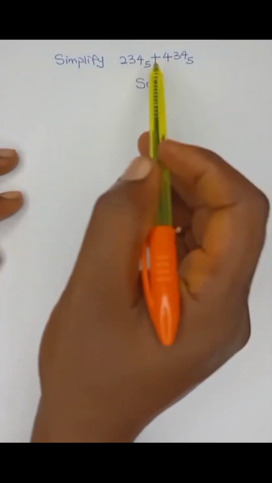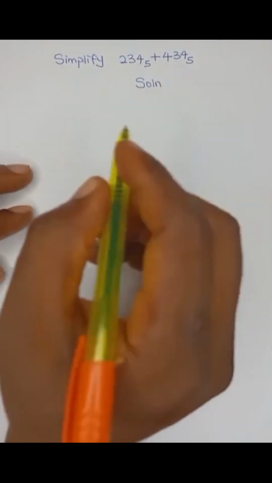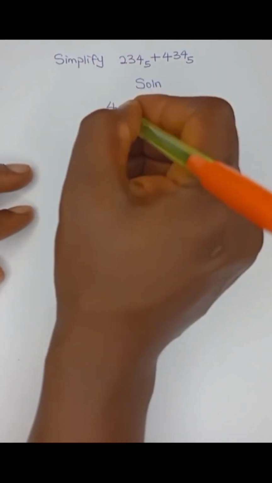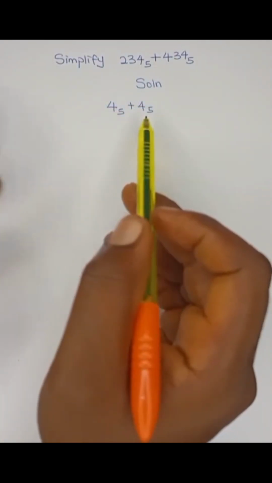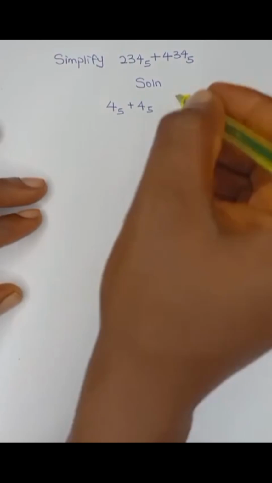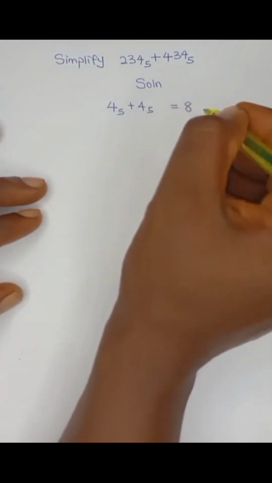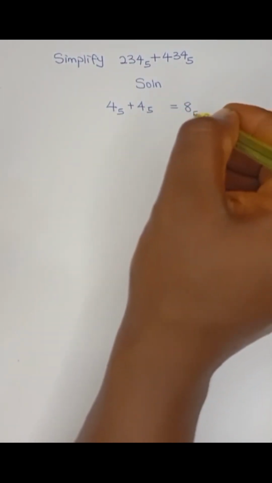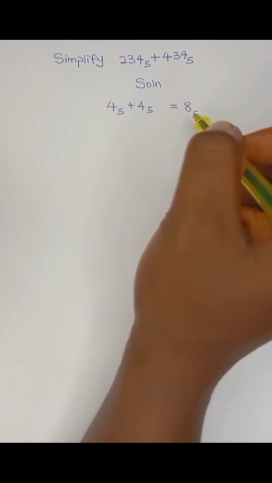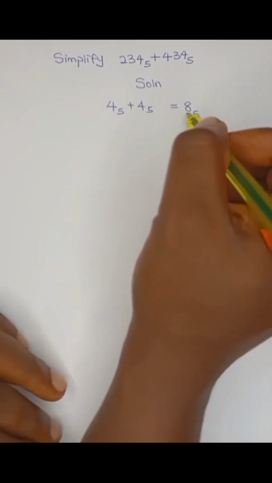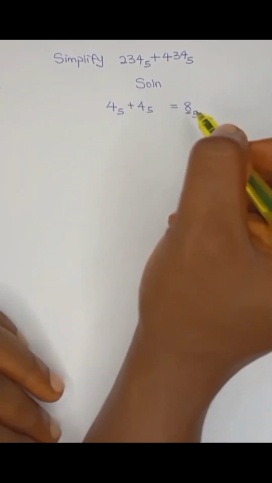So before we solve this, let's look at a simpler form. If you have 4 base 5 plus 4 base 5, normally, 4 plus 4 is supposed to give you 8, correct? But we cannot have 8 base 5 because numbers in base 5 are all less than 5. So in base 5, we cannot have 5, 6, 7, 8, or 9. We can only have from 0 to 4. This means that this value here is not appropriate.